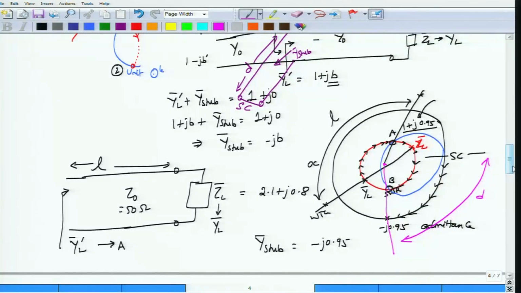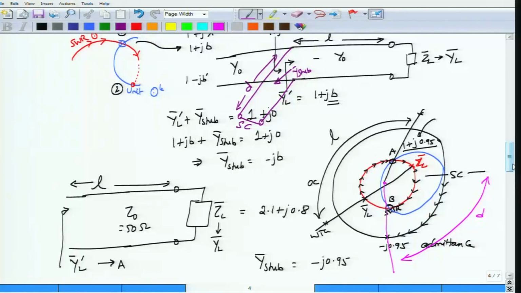There is only one complication that might arise. For example, if someone specifies that I do not have the characteristic impedance of the stub equal to y0, let us say I have something which is y0 prime, how do I proceed to this problem? Nothing. You first do the first step as it is, locate ZL, go to YL bar, move on the SWR circle until you reach point A.